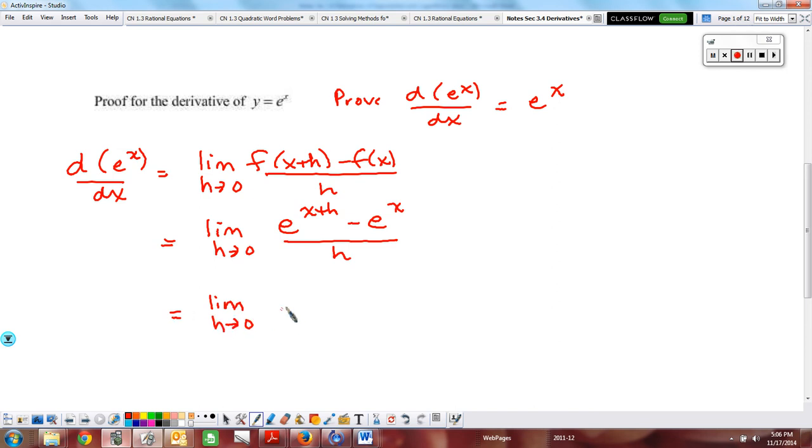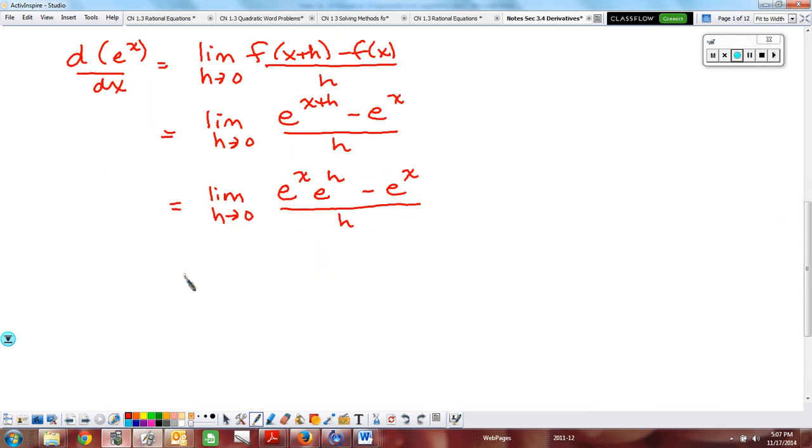What I'm going to do is rewrite this as e to the x times e to the h, because when you multiply like bases, you add exponents. What that does for me is allow me to factor out e to the x, leaving e to the h minus 1 all over h. And remember that since we're doing the limit as h goes to 0, e to the x is a constant. The limit of a constant times another function is the constant times the limit of the function.